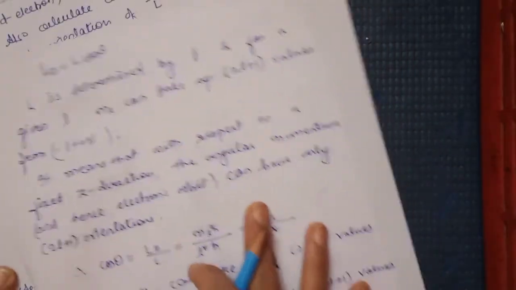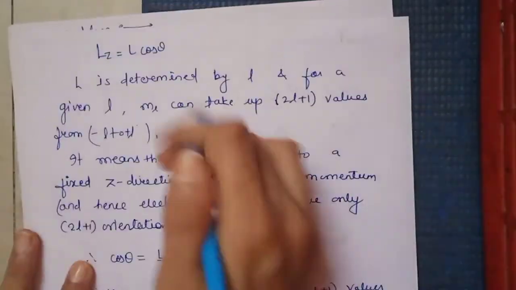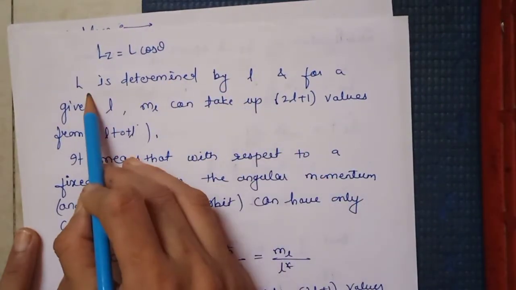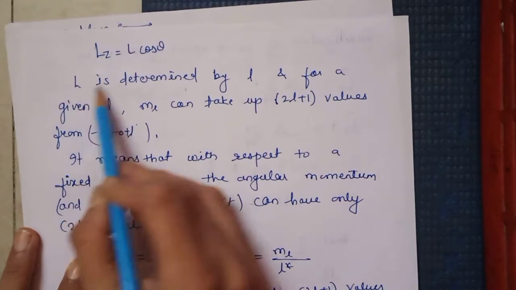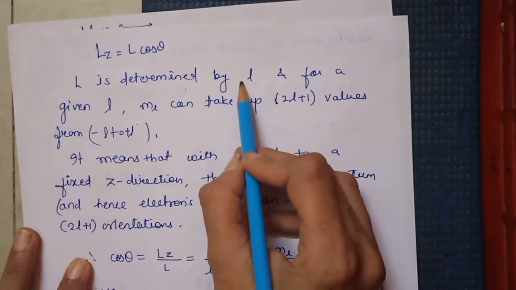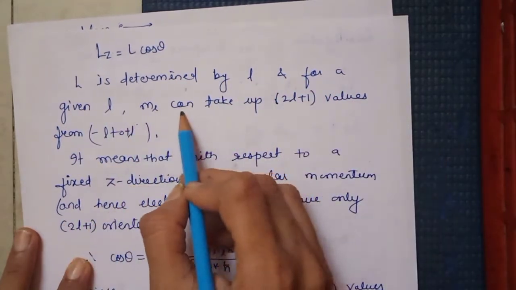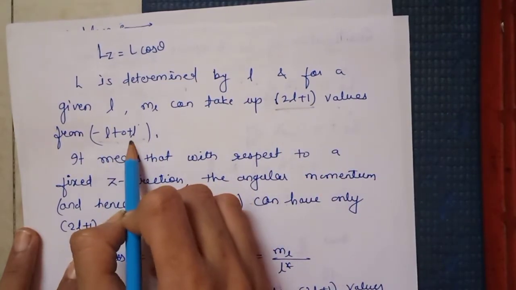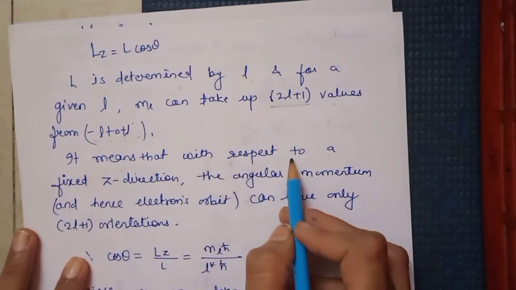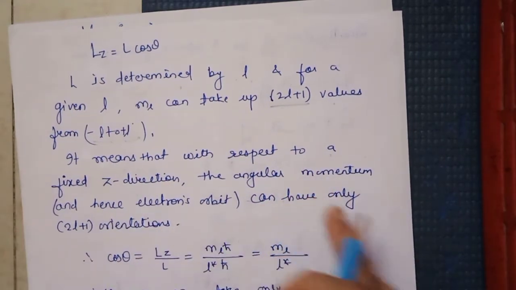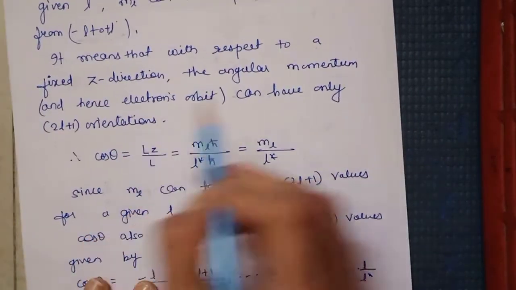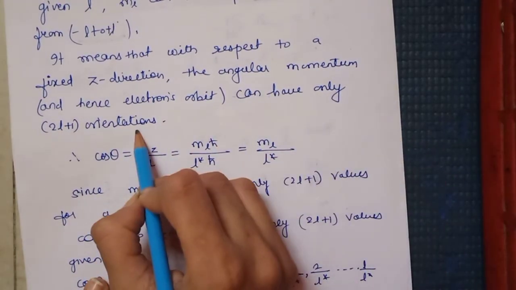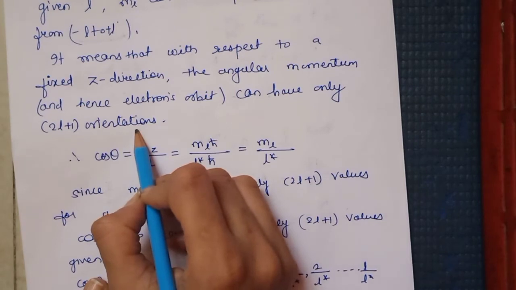Now this LZ is given by L cos theta, and L is determined by small l. We have already seen that capital L, that is angular momentum, is given by root l(l+1) h cross. And for a given l, ml can take only 2l plus 1 values from minus l to plus l. We have already done this. This means that with respect to a fixed Z direction, the angular momentum can have only 2l plus 1 orientations. So ml can have specific values only, and that is how LZ is quantized.